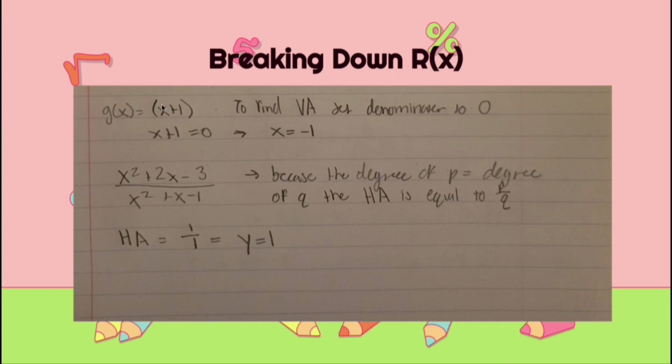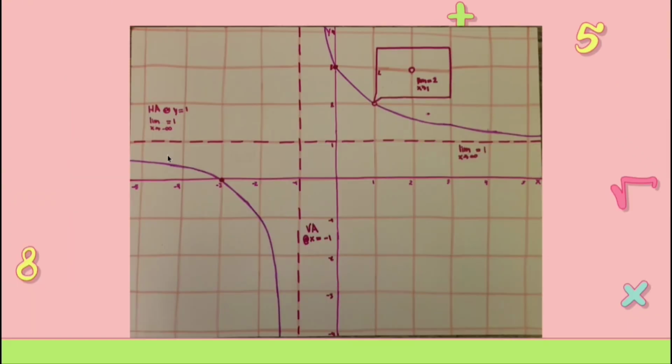If we continue further, we will see that to find the vertical asymptote, we need to set the denominator to 0. When we do that, we get x equals negative 1 as our vertical asymptote, and to find the horizontal asymptote, since the degrees of the numerator and denominator are the same, we will divide the leading coefficients and get y equals 1 for a horizontal asymptote. Now going back to our graph, we see that we have the horizontal asymptote at y equals 1, and so as x approaches negative infinity, the limit is going to equal 1, and as x approaches positive infinity, the limit will also be 1.